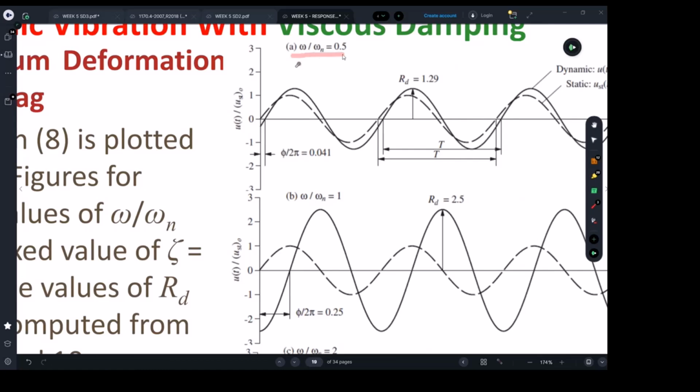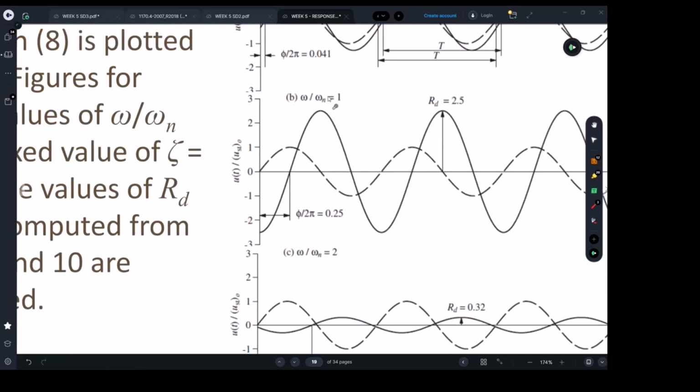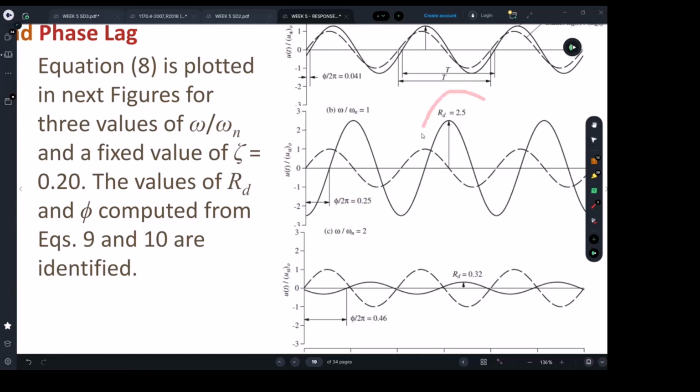And see, we started with 0.5. So the forcing frequency was half of the natural frequency. And B is the forcing frequency same as the natural frequency, which you all know means resonance. This means there's a problem. And obviously you can see how severe the RD is. It's 2.5 times. So if you calculated the static amplitude to be 1, your dynamic response will be 2.5 that value.